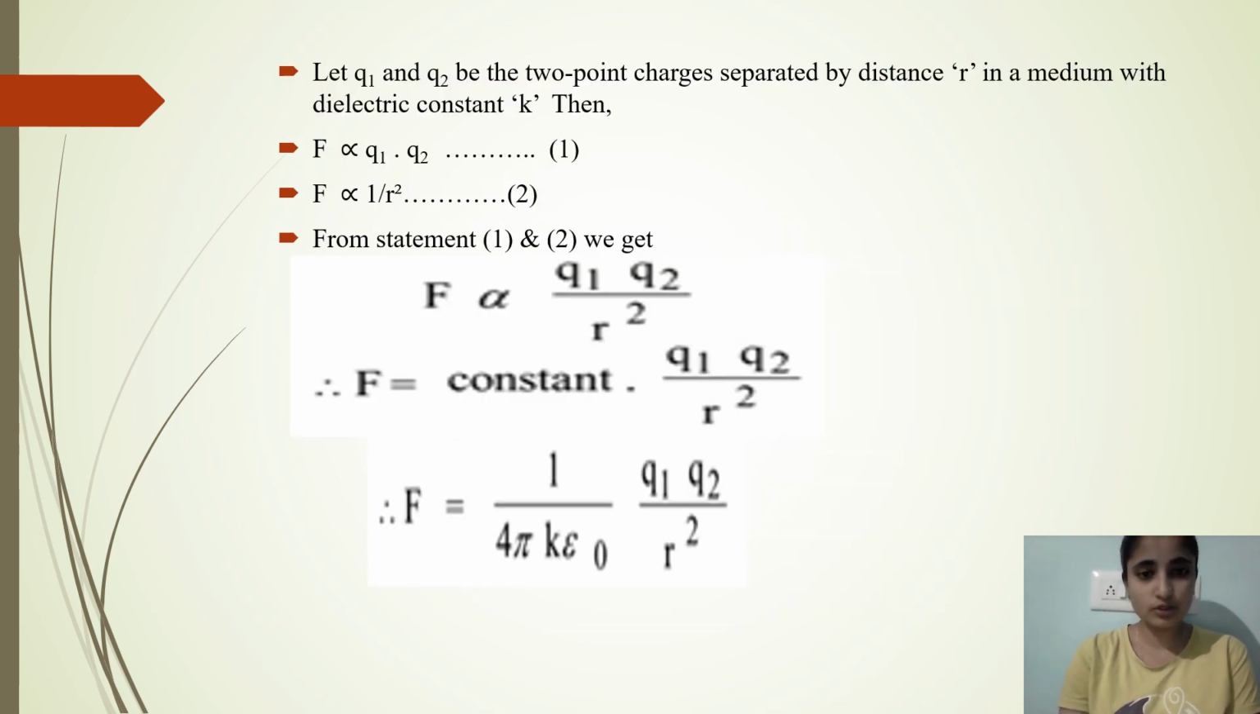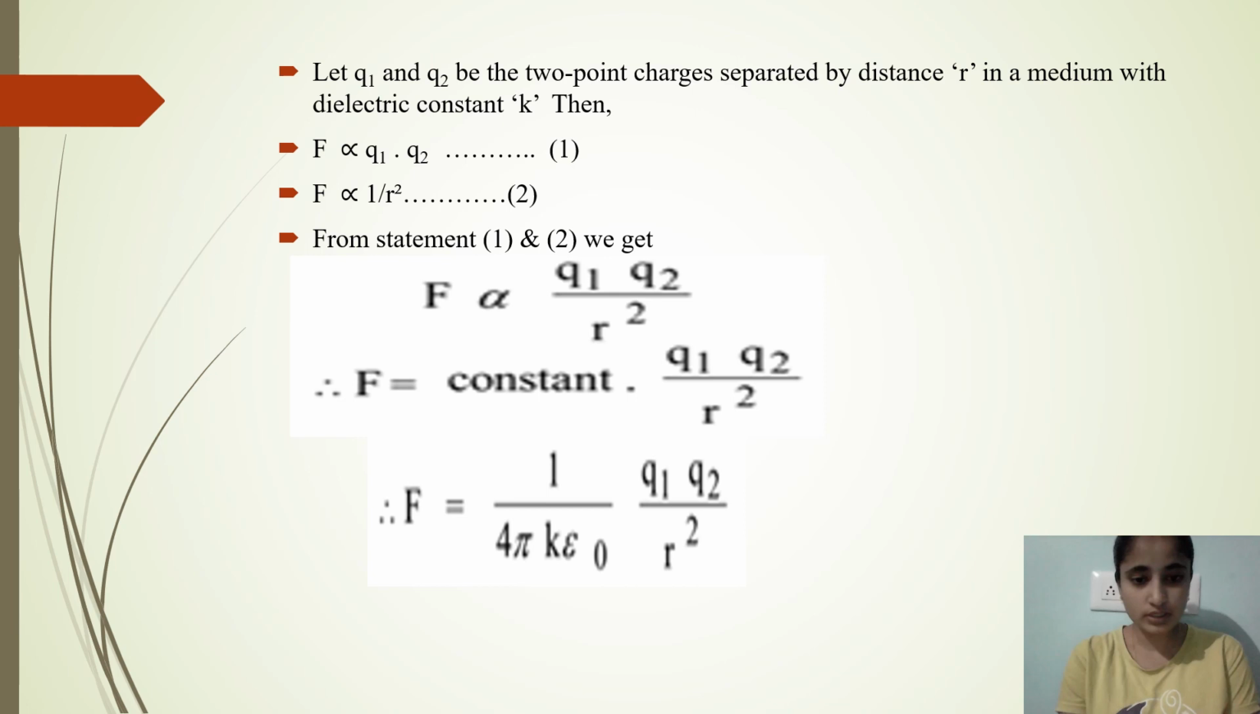Let Q1 and Q2 be two point charges separated by distance R as shown in the figure, in a medium of dielectric constant K. Then F is proportional to Q1 into Q2, consider it as equation 1, and F is proportional to 1 by R square, consider it as equation 2. From equations 1 and 2 we get F proportional to Q1 into Q2 by R square. So F equals constant into Q1 into Q2 by R square.